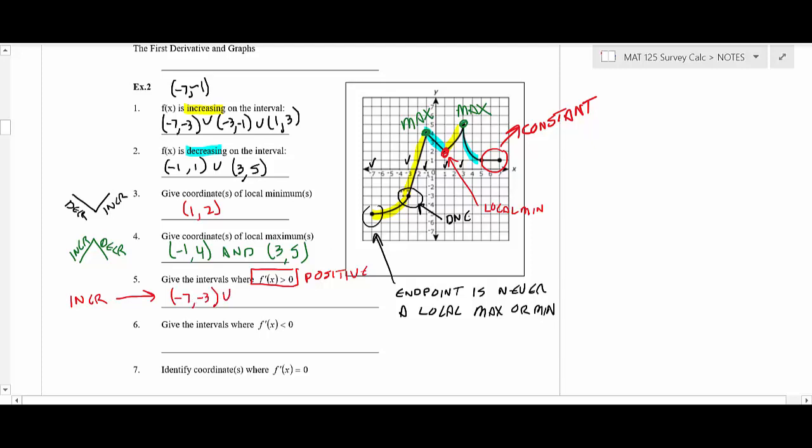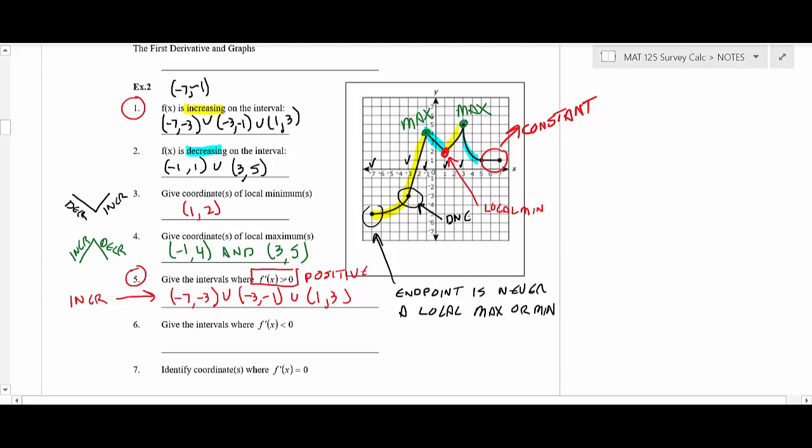And then we're not differentiable there, so then we would go from -3 to -1. And then we would go from 1 to 3. Okay, that's the same answer, by the way, as number 1. They're both the same thing.